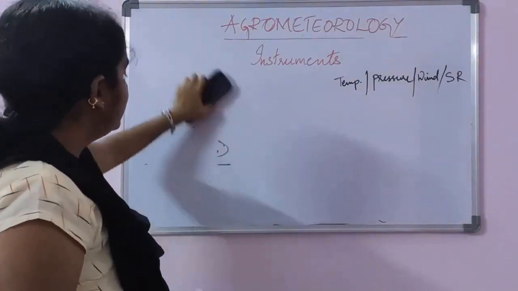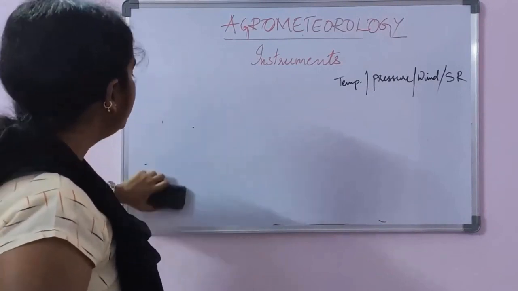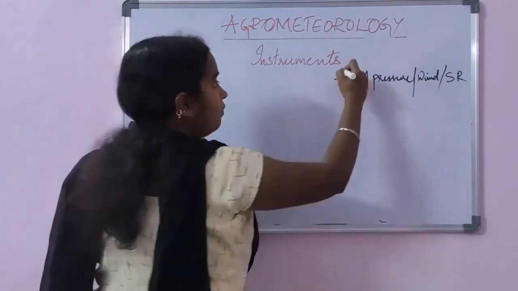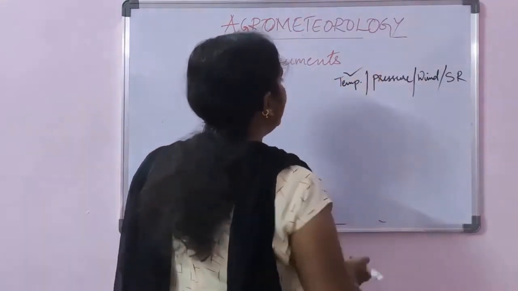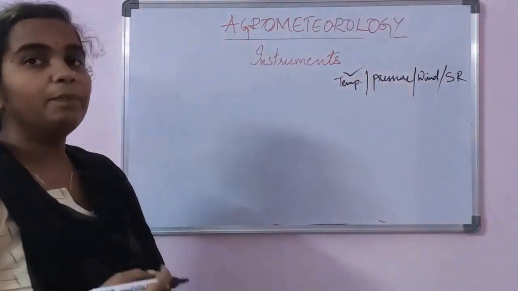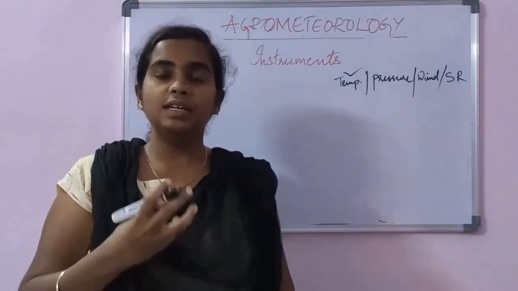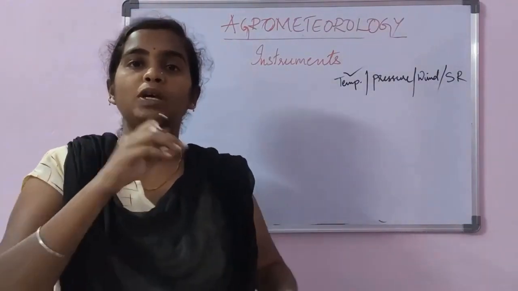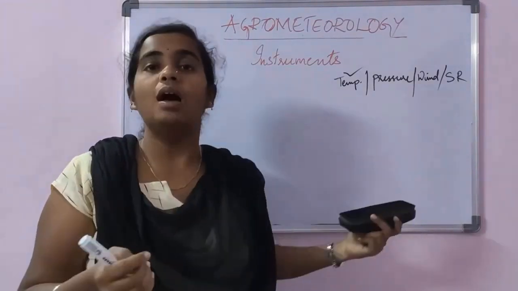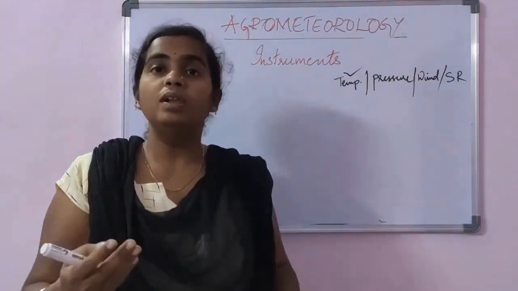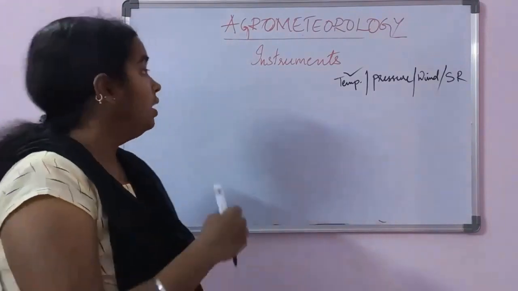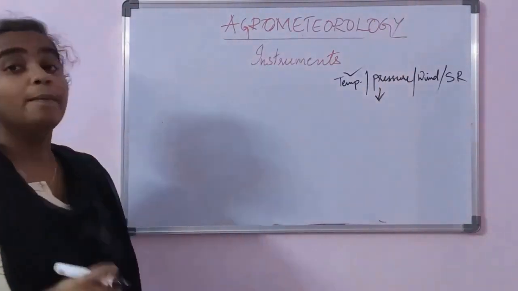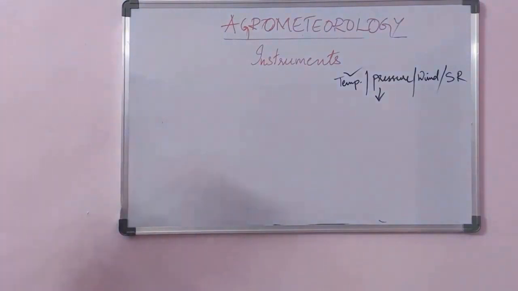Now, as I told you, I have divided the instruments according to the 4 different weather parameters. Now we have covered temperature. Now let me talk about atmospheric pressure. Atmospheric pressure is the weight of the air which puts pressure on the earth's surface. About atmospheric pressure we will deal later. Now let me tell you the different instruments which are used for measuring atmospheric pressure.